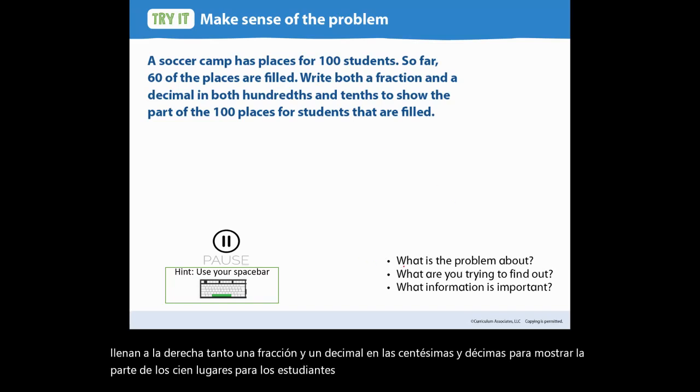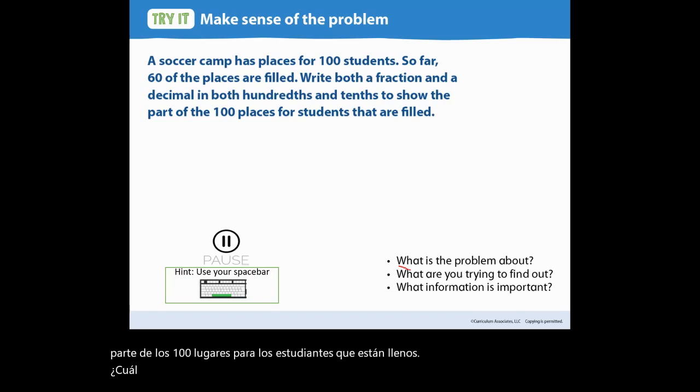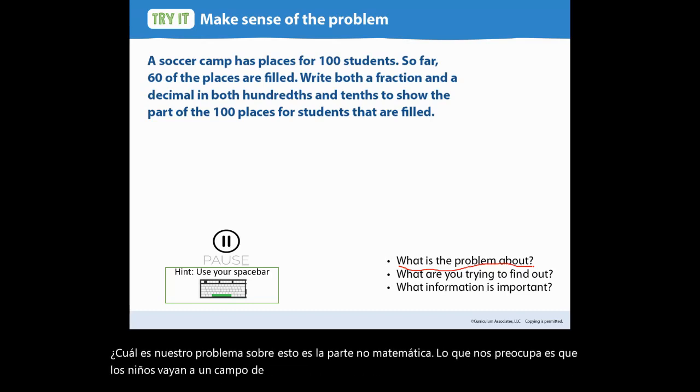What is our problem about? This is the non-math part. What is our problem about? It's about kids going to a soccer camp. And at the soccer camp, we know that there are 100 spaces for students.